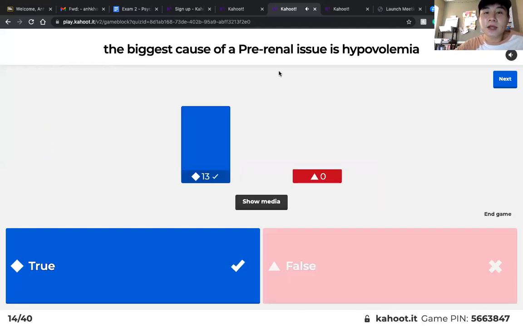Perfect. Awesome, guys. So pre-renal issues of the kidney are anything above the kidney. So anything that causes a decrease in cardiac output that leads to a decrease in perfusion of the kidney is considered a pre-renal issue. And hypovolemia is the biggest cause because when we lose blood, we don't have enough blood to share with distant organs such as the kidneys. So that's why it is one of the biggest causes for pre-renal issues.